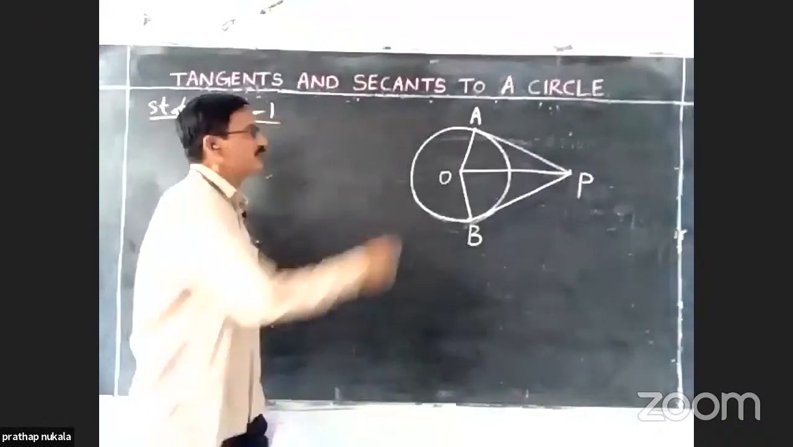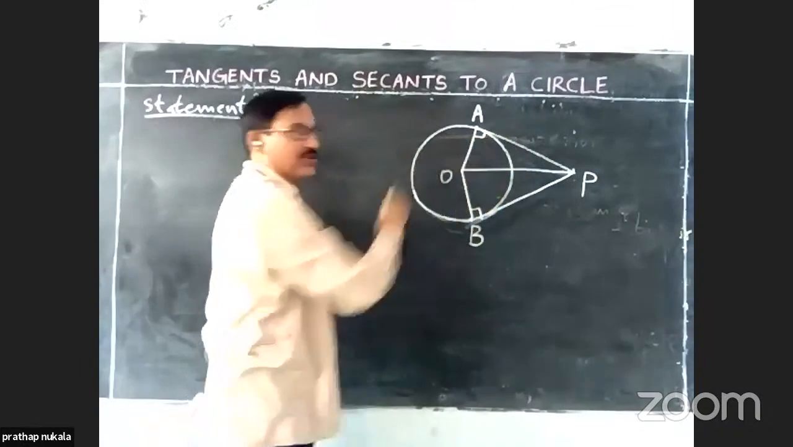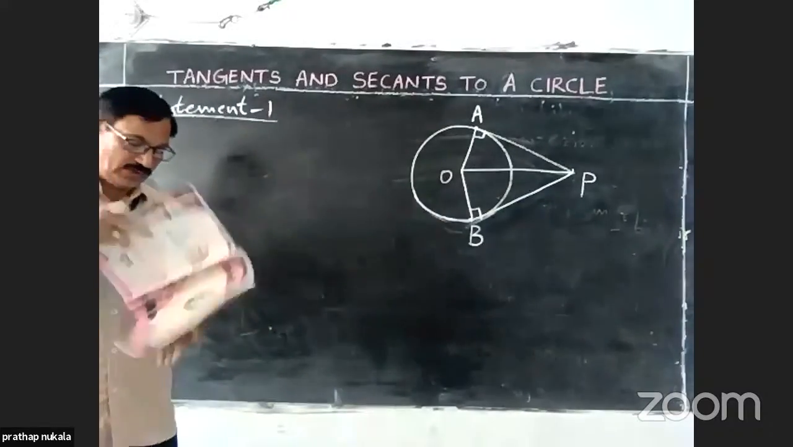That's all. Here it is 90 degrees, here also 90 degrees, because a tangent is perpendicular to the radius through the point of contact. Okay. Now, what is the statement?